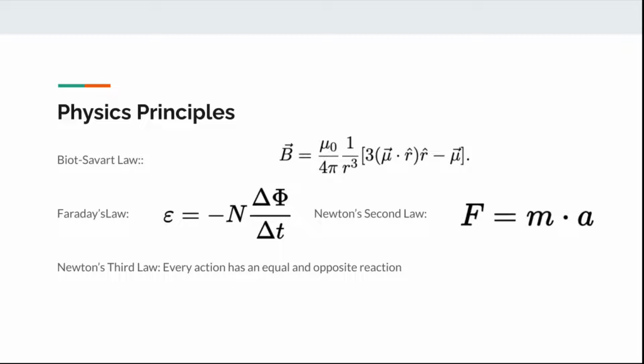Here are a few of the physics principles we're going to be using today. The first one's going to be Biot-Savart law. This law is just going to help us find the magnetic field that we produced. Faraday's law is also going to come into play today, as is the name of the lab. Faraday's law just says EMF is equal to the change in flux over the change in time. And of course, Newton's second and third laws will be coming in today, where the second law says force is equal to mass times acceleration, and the third law, which states that every action has an equal and opposite reaction.